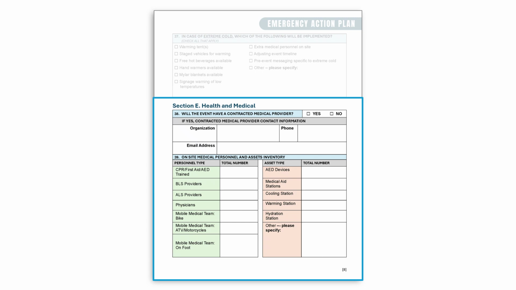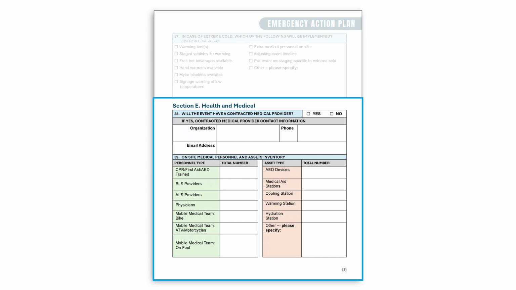Staff and volunteers must be aware of the medical assets on site so they can quickly direct attendees to the appropriate resources during an emergency. Knowing the locations of first aid stations, the capabilities of on-site medical teams, and the availability of equipment like automated external defibrillators, or AEDs, ensures a faster, more coordinated response that can save lives and reduce the severity of injuries.